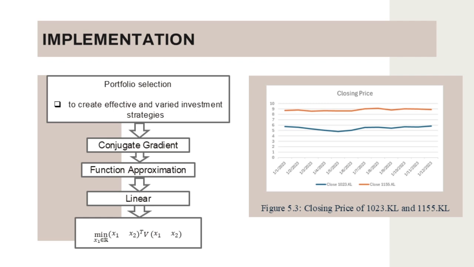Then we implemented our best SCG method in a real portfolio selection task. This involves using stock closing prices to estimate returns and build effective investment portfolios. As shown in figure 5.3, we used historical prices of selected stocks, such as 1023.KL and 1155.KL, for function approximation.